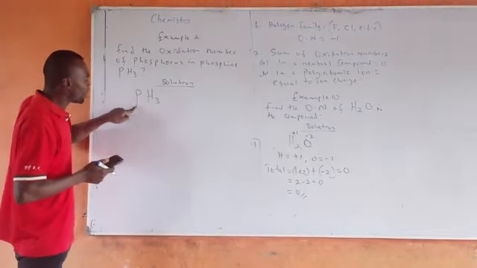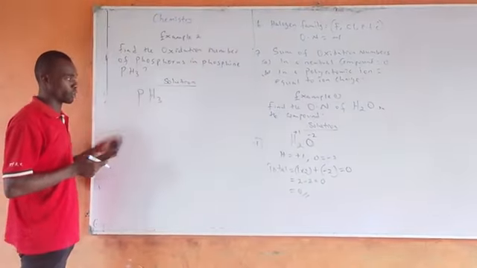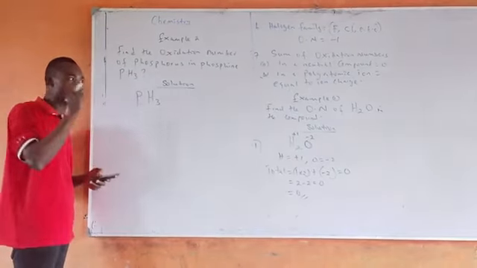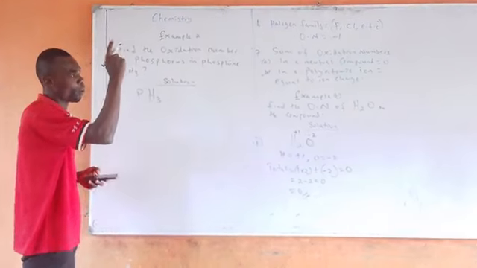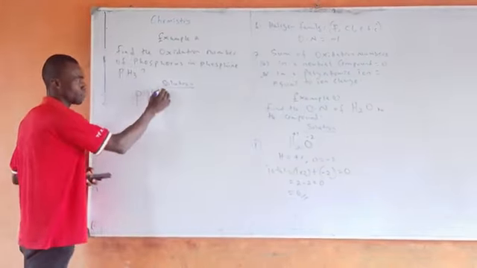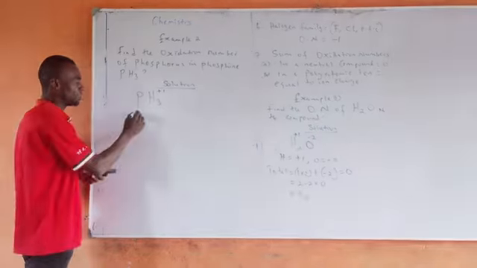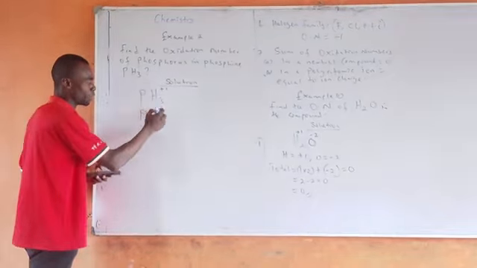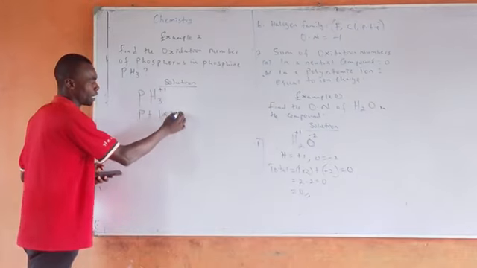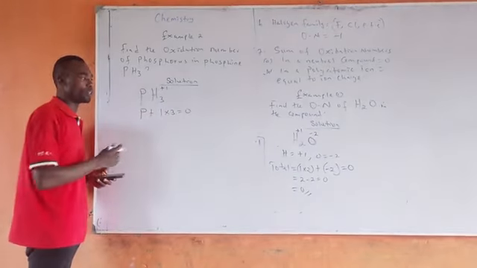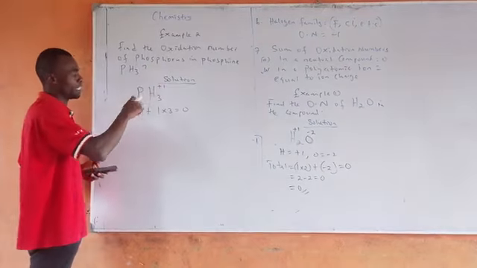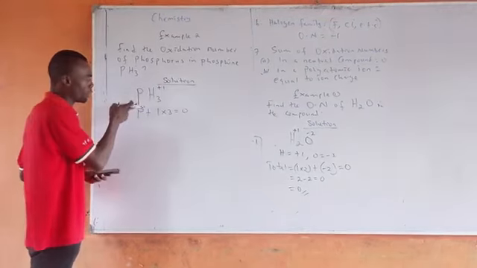Now, we are looking for the oxidation number of phosphorus. Do not forget that the oxidation number of hydrogen, in the rule that we always talk about, is +1. Meaning that we can easily say phosphorus plus 1 multiplied by 3 is equal to 0, because the sum of oxidation numbers in a neutral compound is always 0.